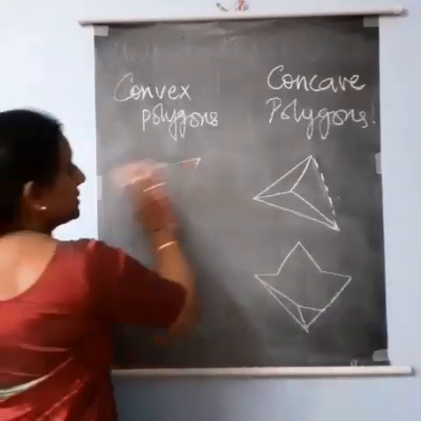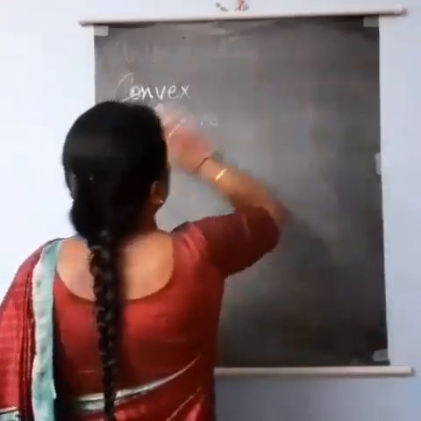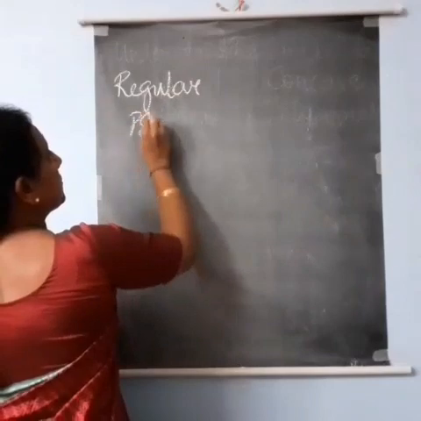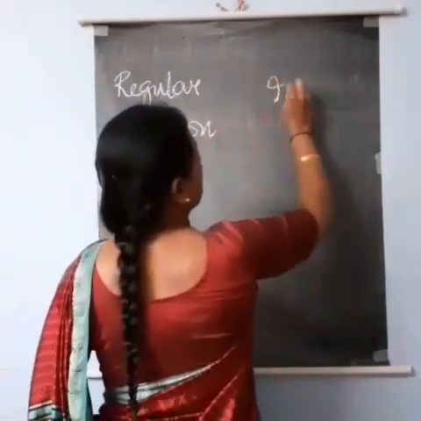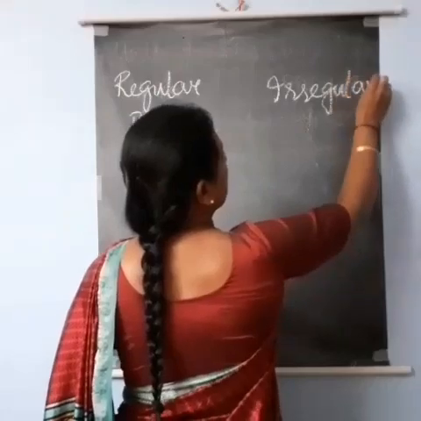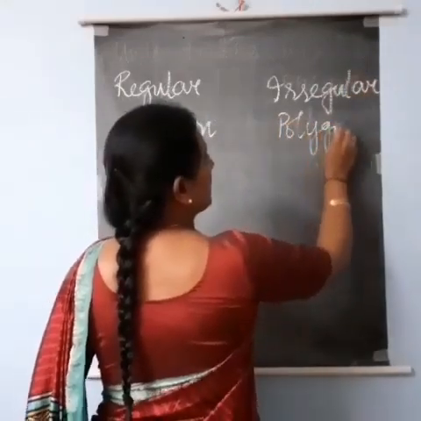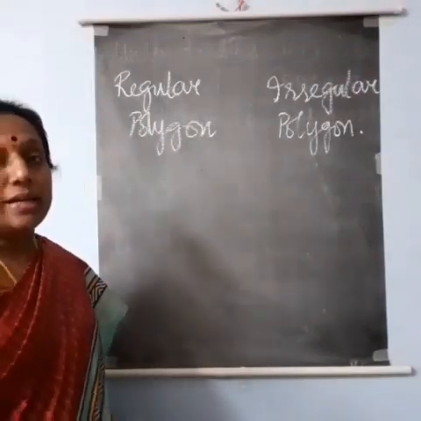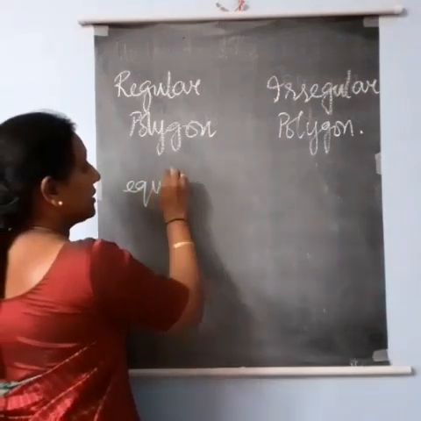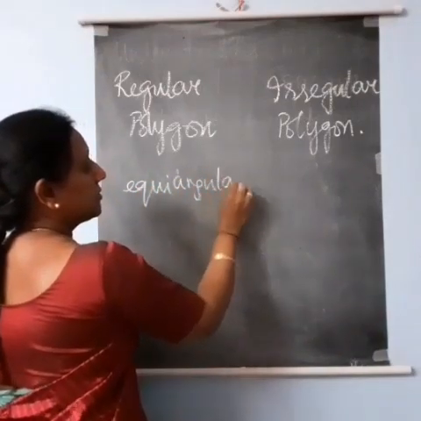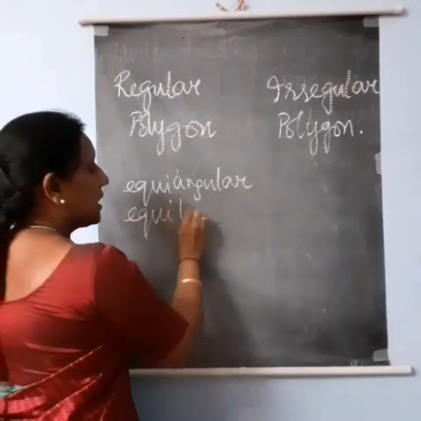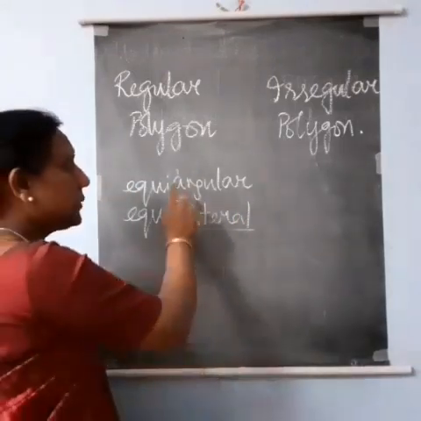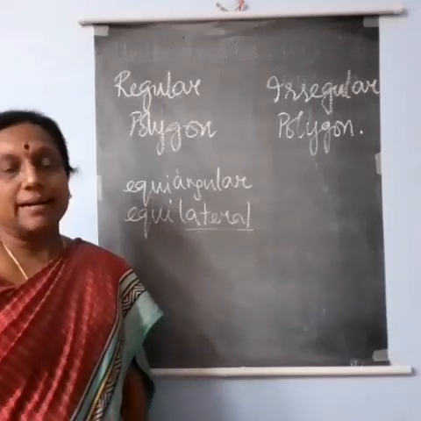Then there is another type of polygon, that is regular polygon and irregular polygon. Okay. Now, when is a polygon called regular? When it is equiangular and equilateral. That means all sides are equal. Equilateral means all sides are equal. Equiangular means all angles are equal.